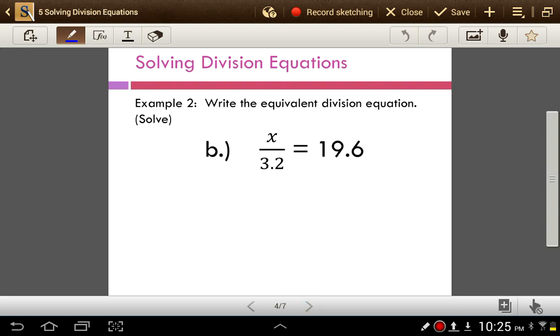Move on to example 3, or part B here. Again, I want the equivalent division that requires us to solve it. So I'm dividing by 3.2. What am I dividing by? What do I mean by that? I'm dividing my variable by 3.2.